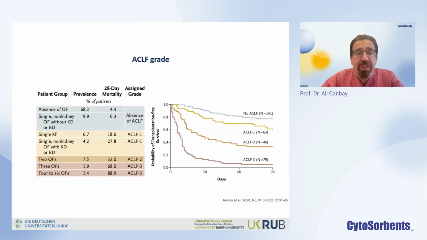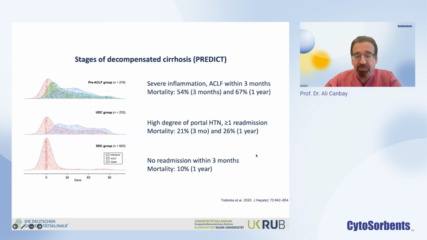So we have this ACLF grade. As you can see, of course, in the survival, no ACLF means much better survival. ACLF grade 1 means 1 organ failure, with kidney failure, then 2 organ failures, and then 3 organ failures. Of course, the probability of survival is very low.